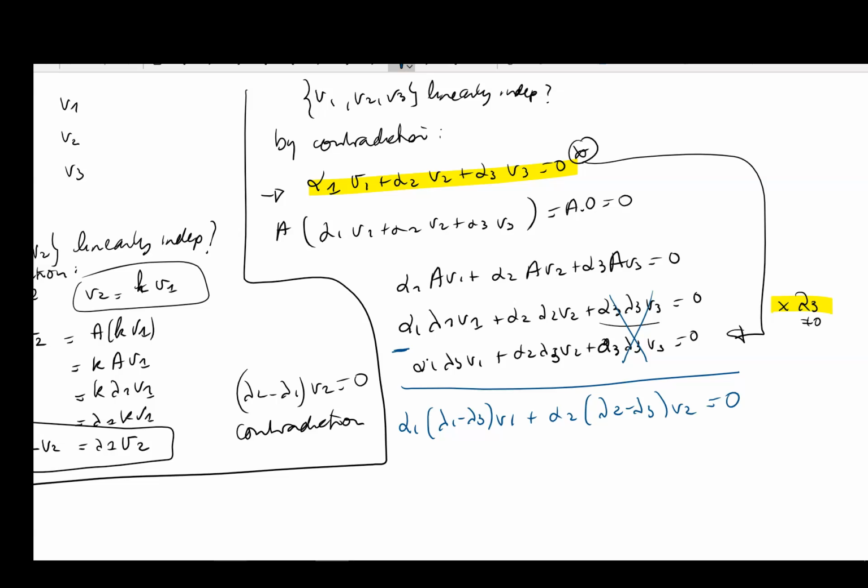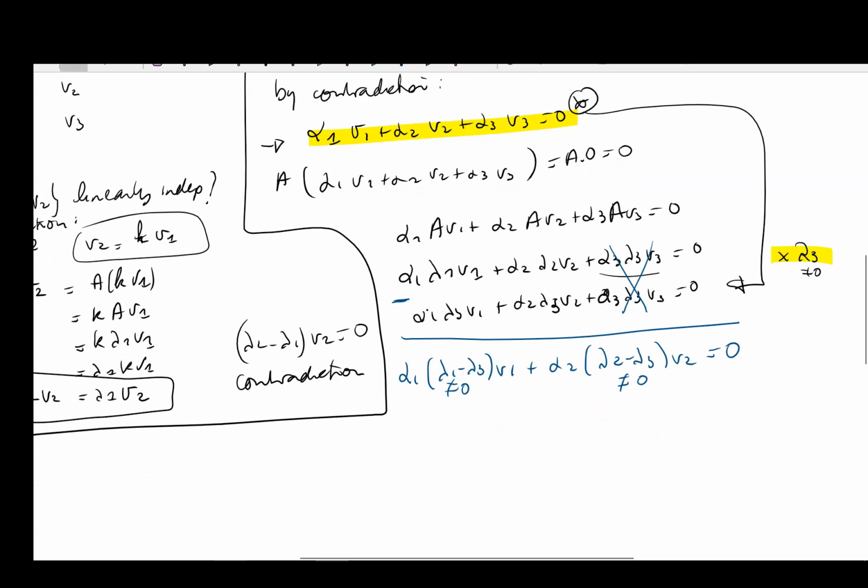And what can we use? We can use the fact that we proved earlier that v1 and v2 were linearly independent. Why is that helping me? Because this is exactly a linear independence formula that I have here. We know that all the lambdas, lambda1, 2, and 3, are all different two by two, so (lambda1 minus lambda3) and (lambda2 minus lambda3) are different from 0. And this linear combination is equal to 0, and I know that my vectors are independent. So that implies that alpha1 is equal to alpha2 is equal to 0.